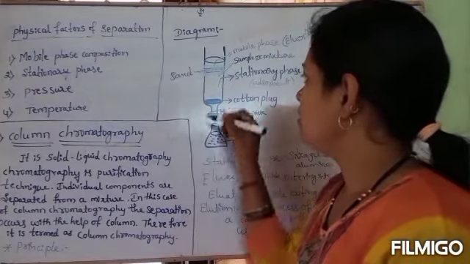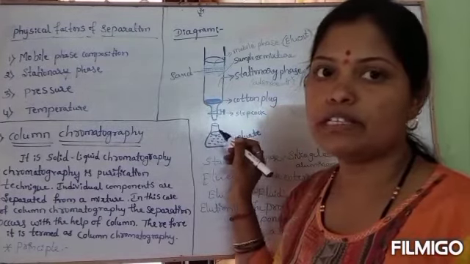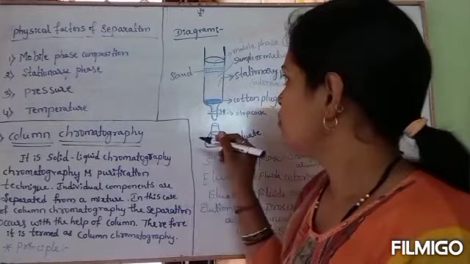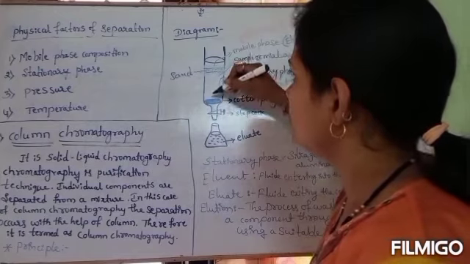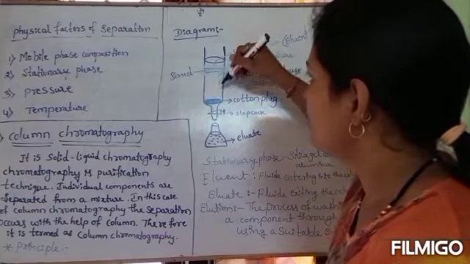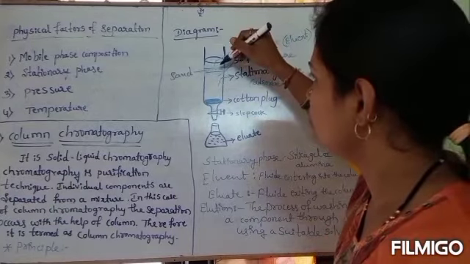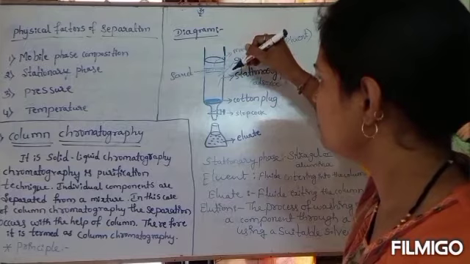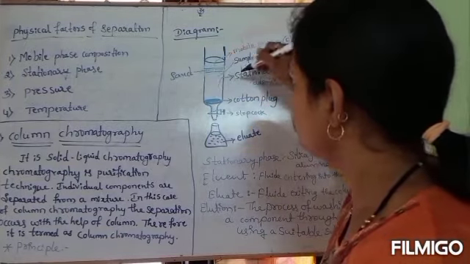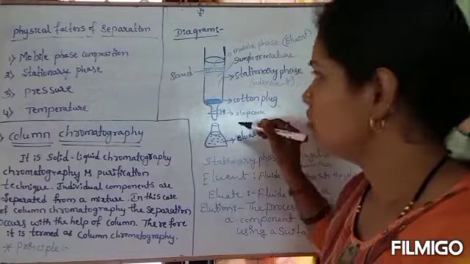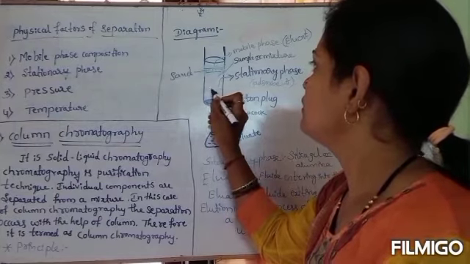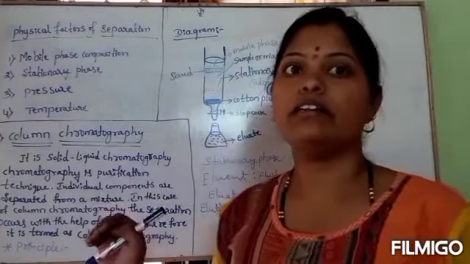So we saw how the apparatus is set up in column chromatography and how it works. When we add these things, the solvent flows through the glass column and the mixture of components gets separated. The components get adsorbed on the stationary phase, and then we get the bands of those components.